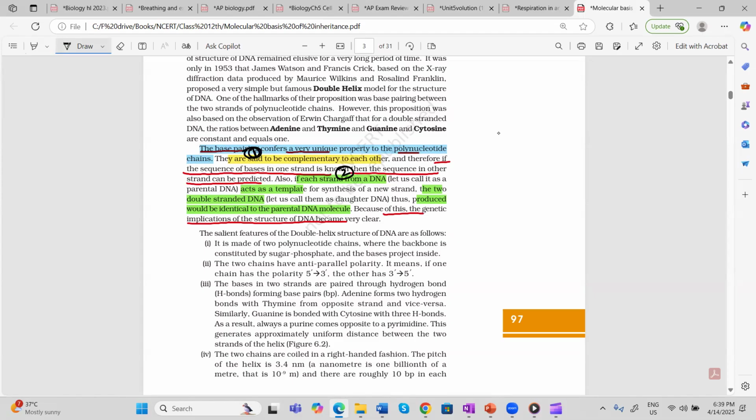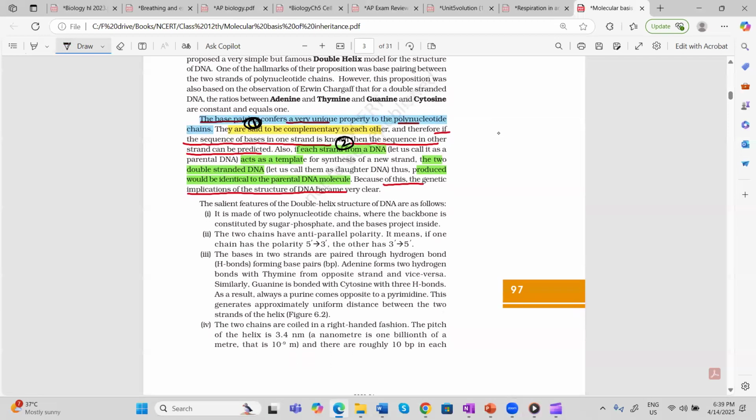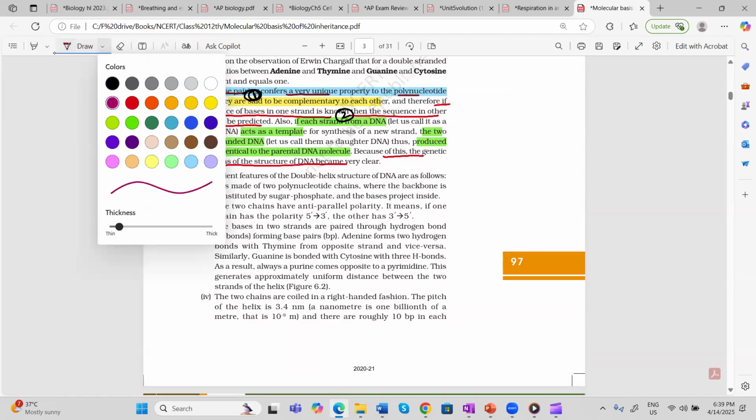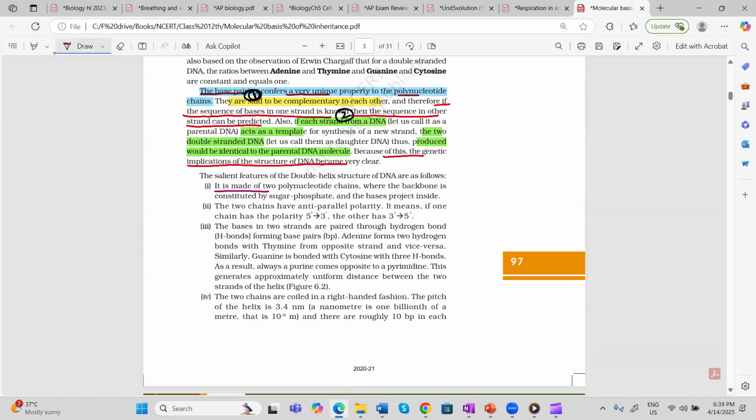Now, what are the salient features of double helix DNA? Number one, first of all, you should know that they are made up of two polynucleotide chains. Who is making the backbone? The backbone is made by sugar phosphate, and the bases are projecting inside. Please, this is again important. They are not outside. They are projecting inside.